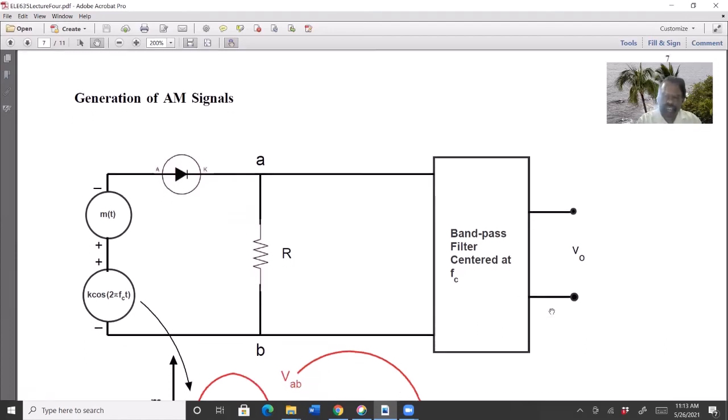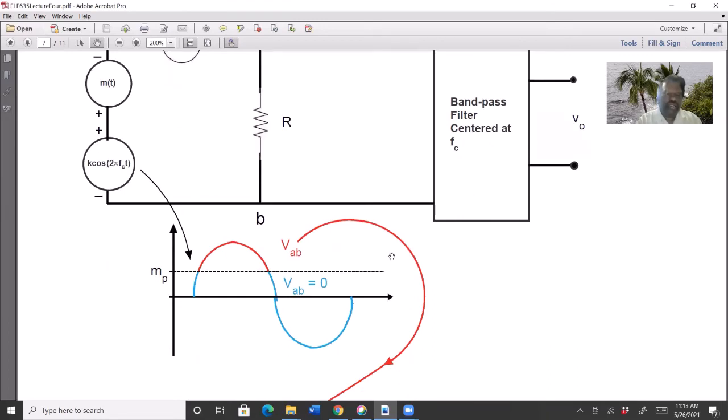Let's see what happens. Let me try to explain this to you. To understand this, I want you to consider two cases. In the first case, the cosine signal here is above the peak value of m(t). Okay, this part. And then the rest. So we will analyze what happens when the cosine signal exceeds the peak value of the message signal. What happens during this part?